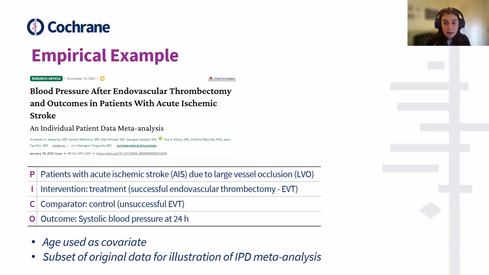So the aim of this published meta-analysis was to compare the successful and unsuccessful EVT, that is the intervention and comparator, for reducing systolic blood pressure in patients with acute ischemic stroke. So reducing systolic blood pressure is the outcome, and the participants are patients with acute ischemic stroke. Also, age was included as an important covariate in this analysis, and in our case here, we are using a subset of the original dataset only to illustrate how an IPD meta-analysis can be carried out.